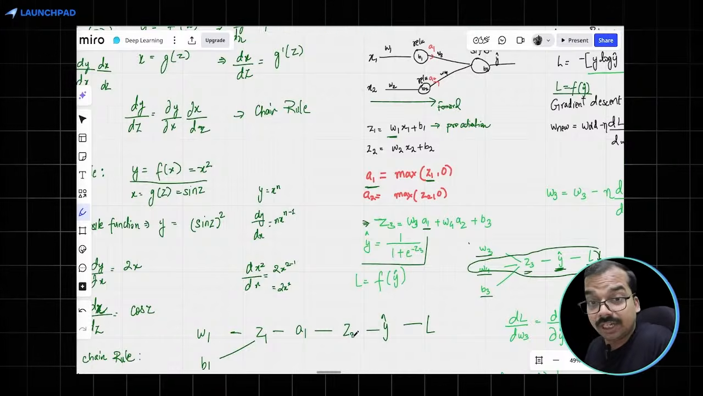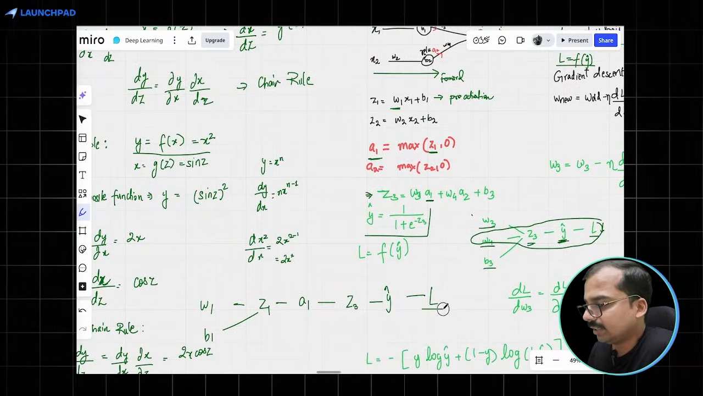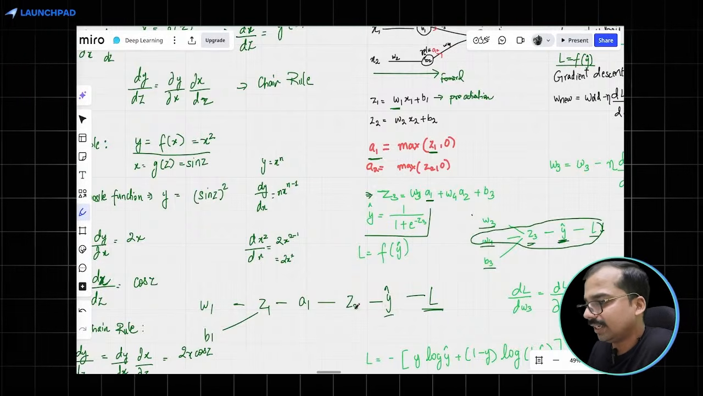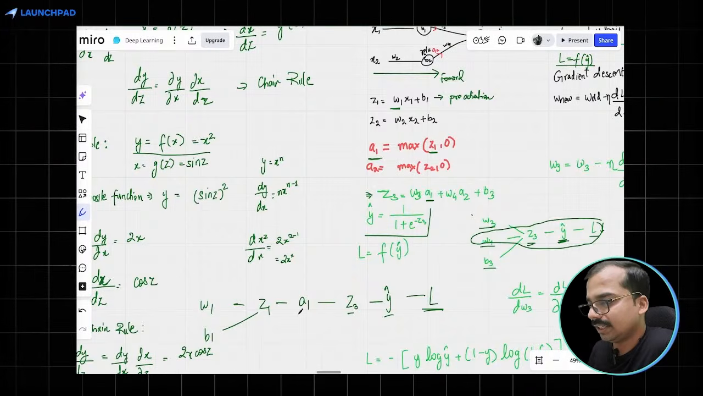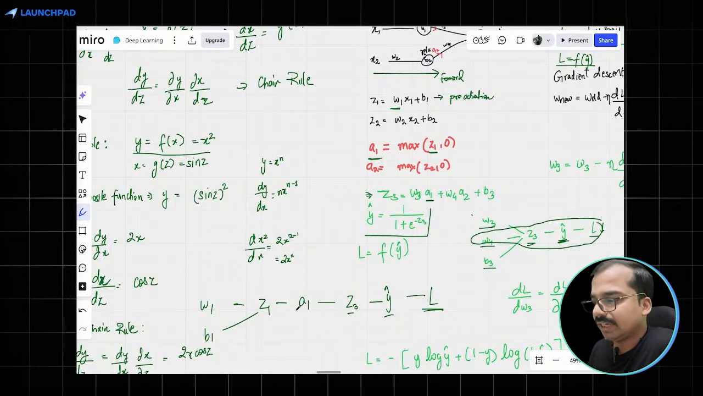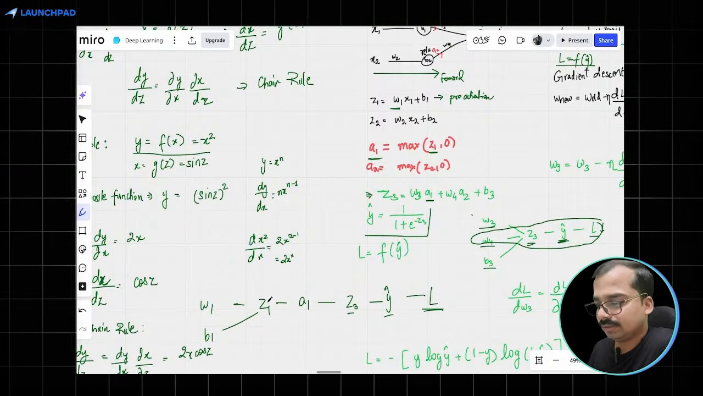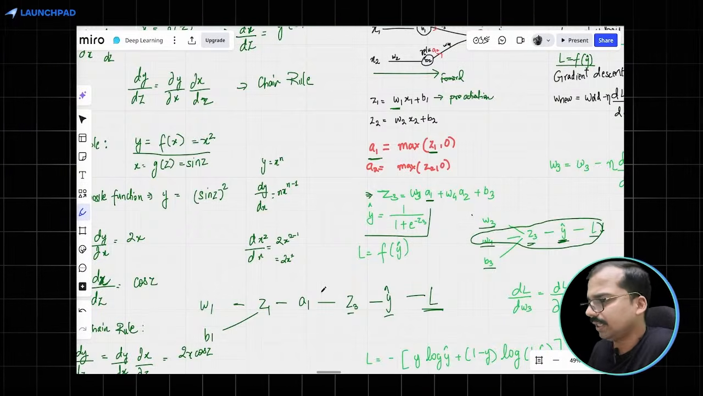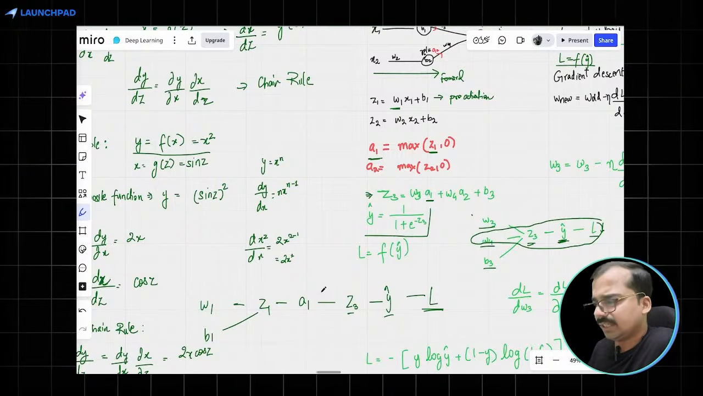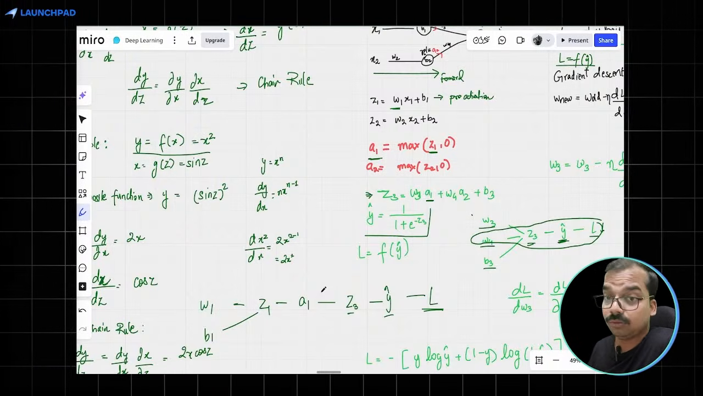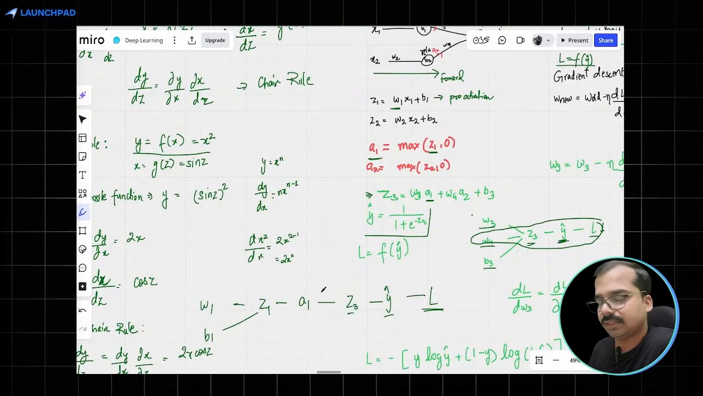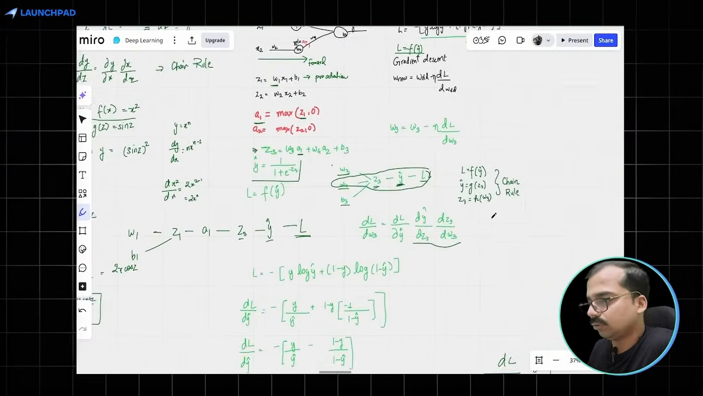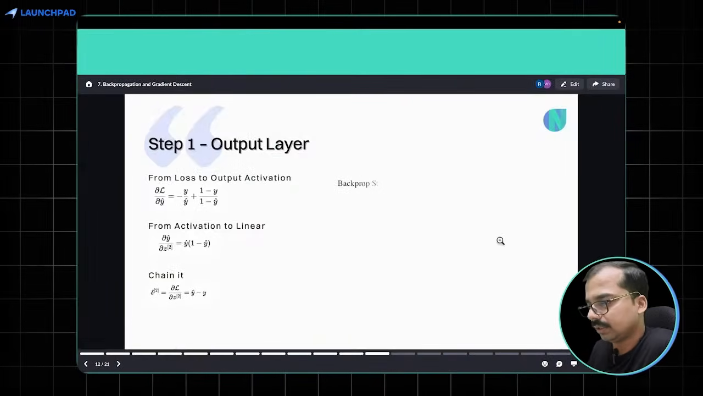So now again the chain rule will apply. Here the steps will increase, right? First I want to do dl by dy hat, then dy hat by dz3, then dz3 by da1, da1 by dz1, dz1 by dw1, and if I want to differentiate with respect to b1, I'll do it with respect to b1. Alright, you don't need to do the differentiations, but it's important to understand the concept. The chain rule and the properties of derivatives are very important here. So I hope you get this part. Why derivative is used, why chain rule is used here.